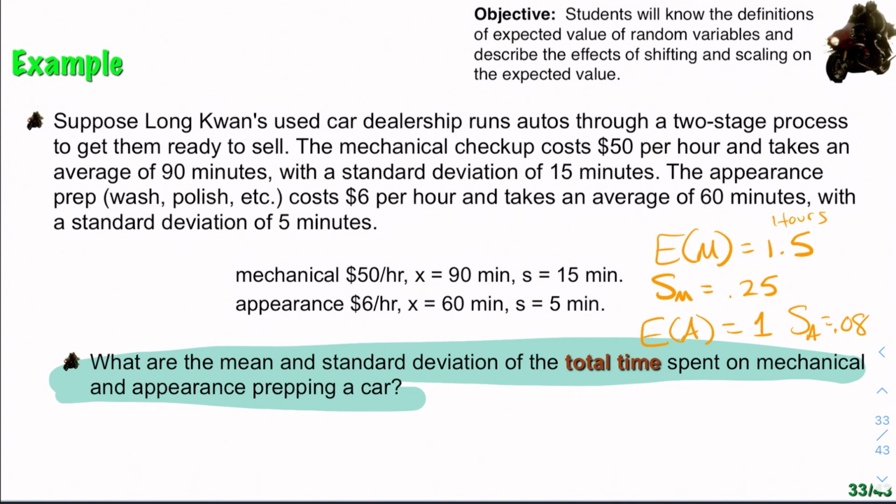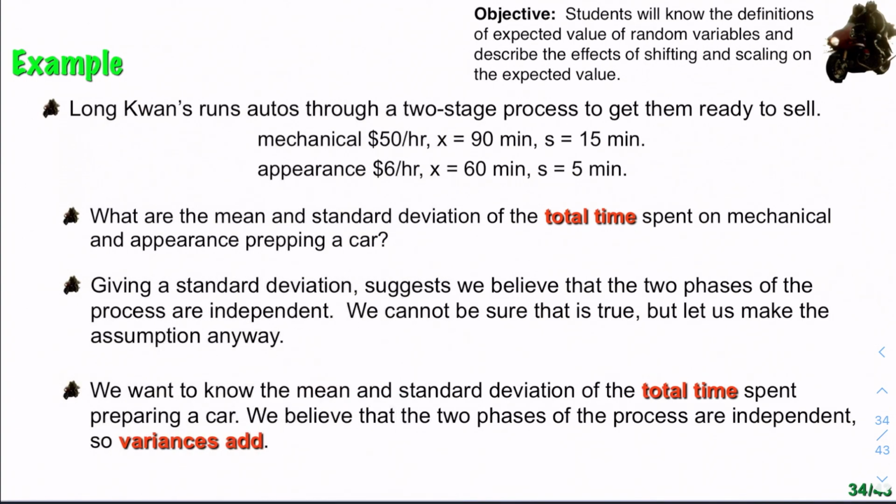Okay, so we have these, and we want to find the total. Would you say the total, just in general, is the amount of mechanical work plus all of the polish and cleanup that they have to do? Well, if we're calling each of these a random variable, we have to figure out what are the mean and standard deviations of the total time spent on mechanical and appearance prepping a car. This is not a discrete variable. Time is not discrete because we can have everything in between.